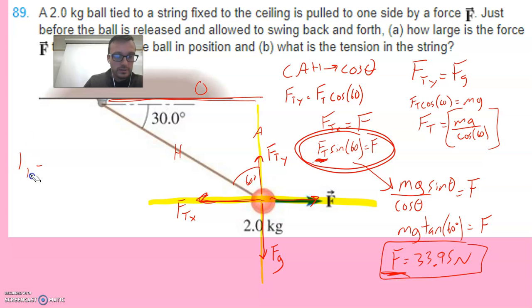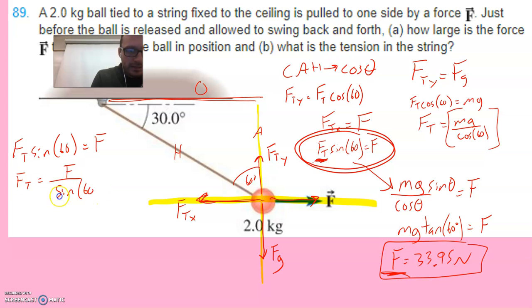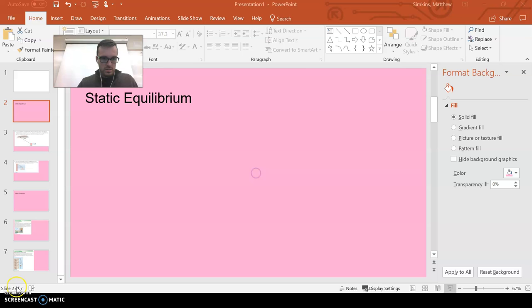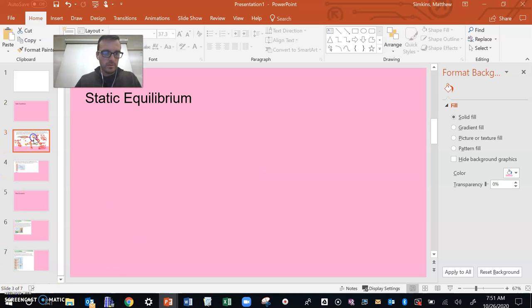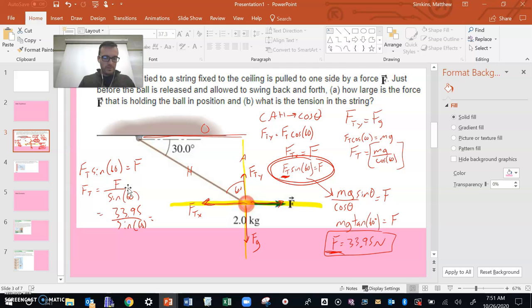All right? And so what that's going to look like then, if I clean it up one more time, is I'm going to bring this over here, and we're going to rewrite this as FT sine of 60 is equal to F. And then I want to solve for the tension force. So FT, if I isolate that, is going to be F divided by sine of 60. And so this is just a little algebra: 33.95 over sine of 60.